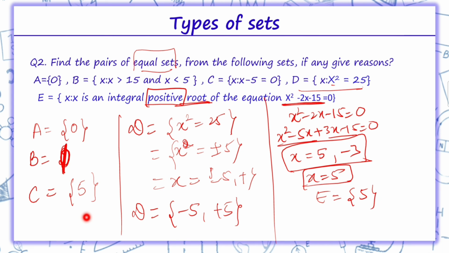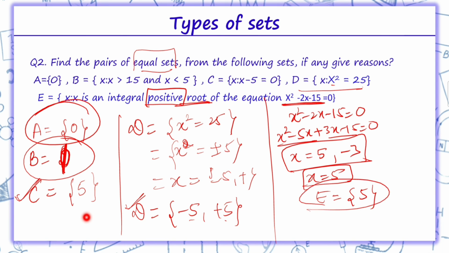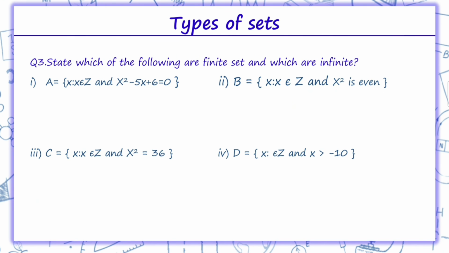So therefore set E represents which number? 5. So now over here we can see A is representing 0, B is empty set, C is representing 5, D has minus 5 and 5, but E has 5. So the equal sets will be C and E. So we can write over here clearly, C set is equal to E. Coming on to next question.